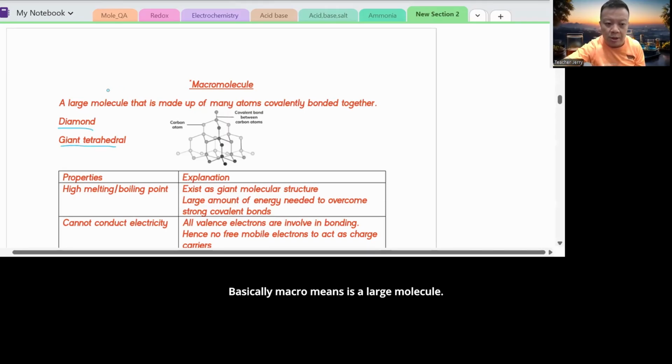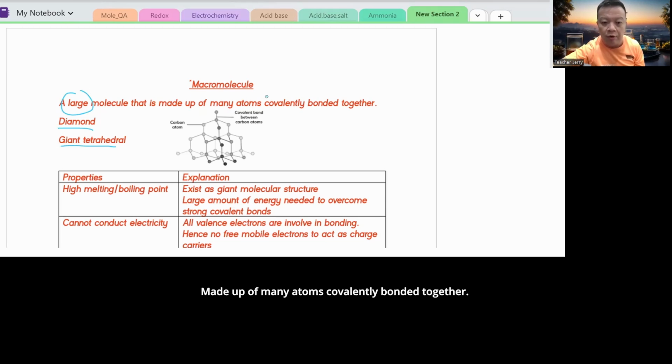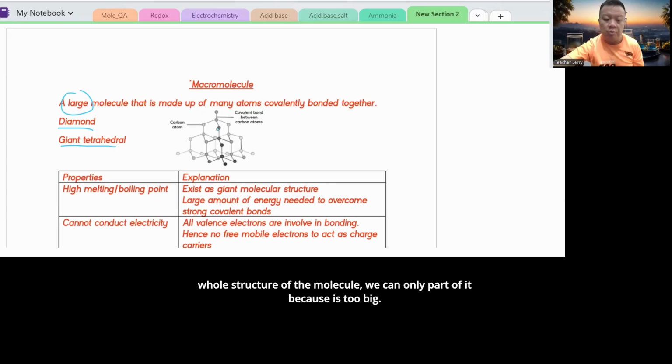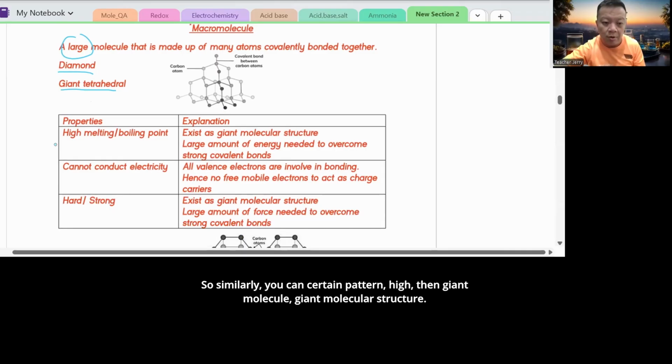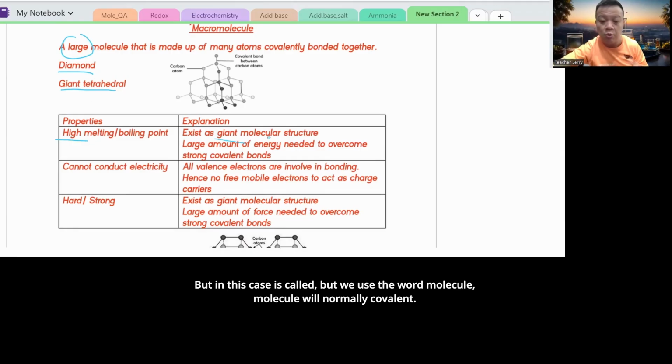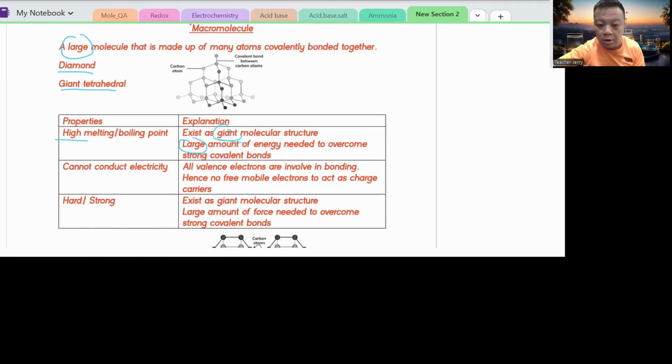Basically macro means it's a large molecule, made up of a lot of atoms covalently bonded together. So we will never be able to present the whole structure of the molecule. We can only show part of it because it's too big. So similarly, you can see a certain pattern: giant molecule, giant structure. In this case we use the word molecule, which is normally only used for covalent. Then we talk about the covalent bond: you see, large energy is needed to break the strong covalent bond.